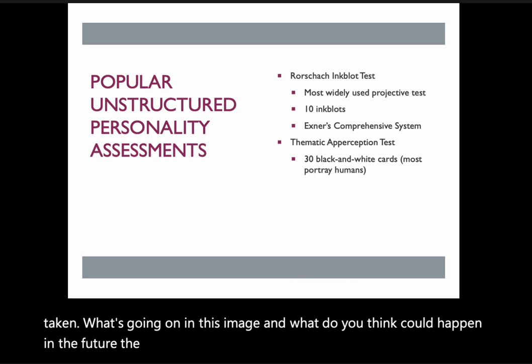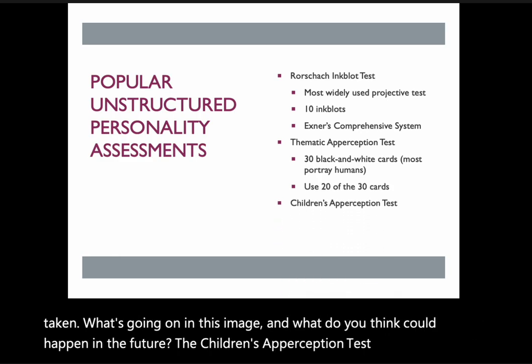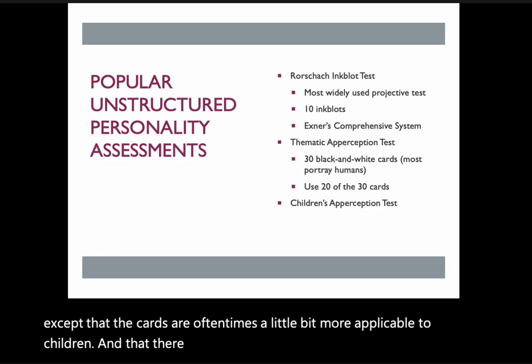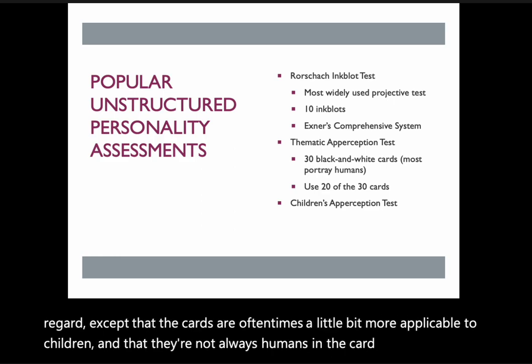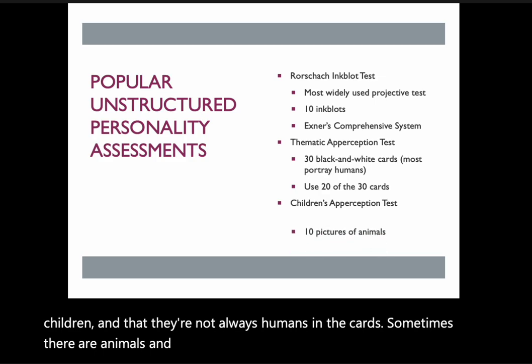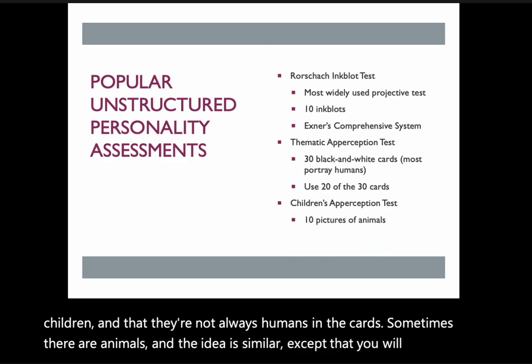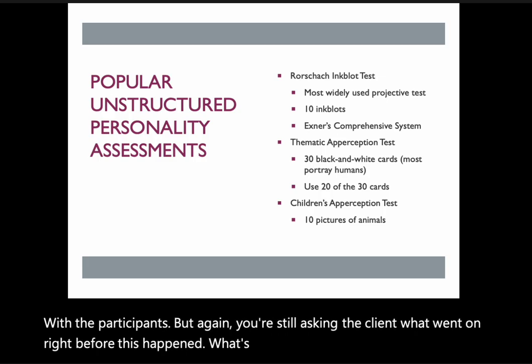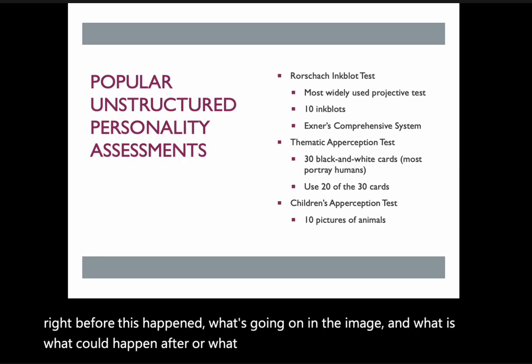The children's apperception test is similar in that regard, except that the cards are oftentimes a little bit more applicable to children in that they're not always humans in the cards. Sometimes there are animals. And the idea is similar, except that you only use 10 images with the participants. But again, you're still asking the client, what went on right before this happened, what's going on in the image, and what could happen after, or what is going to happen next.